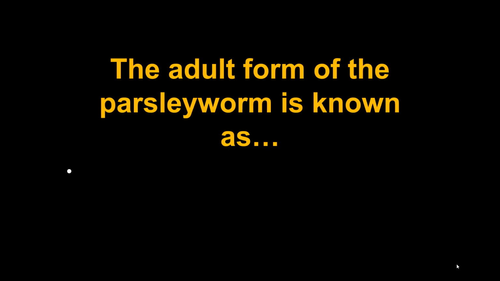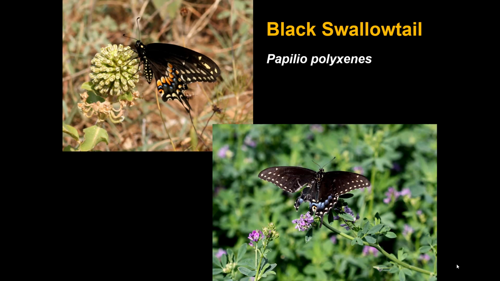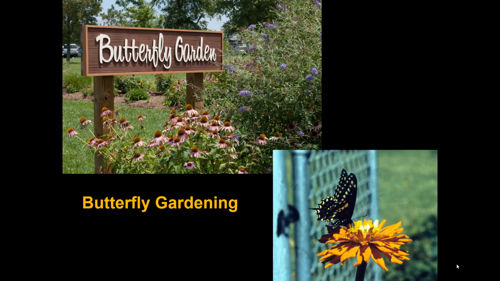Now, we have this parsley worm, and then the adult form is also a very attractive insect. And the adult form of the parsley worm is the black swallowtail, one of the largest butterflies we have. The swallowtail butterflies do include our largest butterflies, and this is a dark colored one. Many of the others are going to be yellow and black.